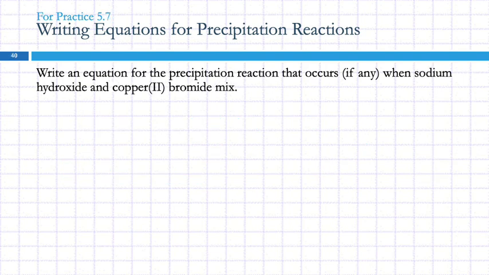Let's do another one. Write an equation for the precipitation reaction that occurs, if any, when sodium hydroxide and copper(II) bromide mix. Again, I'm going to start by writing the formulas for their ions. I've got sodium ion, and we've gone over how you write these ions. That's Na+ because it's in group 1A. Hydroxide is OH- because you memorize it. Copper(II) is Cu with a 2+ charge. The Roman numeral tells us the charge. And then bromide is Br-.